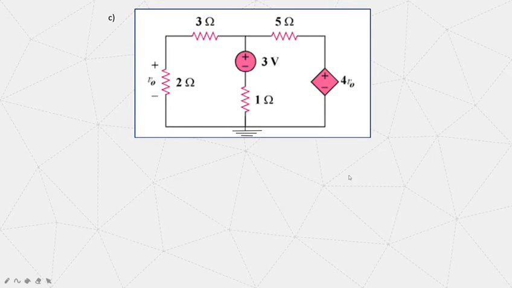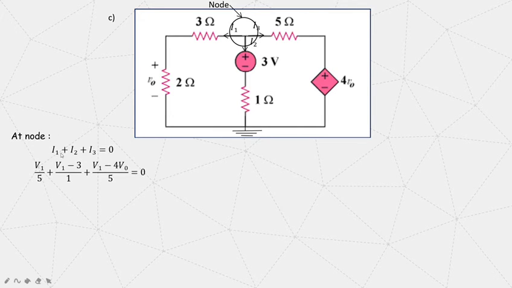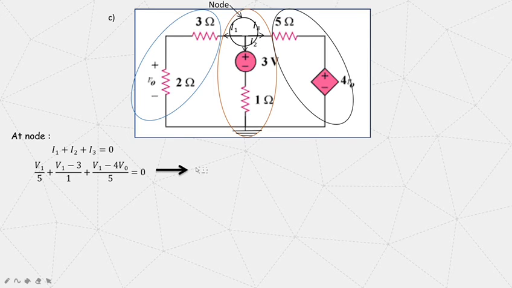For this question, at first we need to label I1, I2, and I3. So here is our node. At the node, we get the equation I1 plus I2 plus I3 equals 0. Here is the reference node. From the formula V equals IR, we get I equals V over R. So for I1, we get V1 over 5 ohm. This 5 ohm is from 2 ohm plus 3 ohm. For I2, we get V1 minus 3 volt over 1 ohm. For I3, we get V1 minus 4 V0 over 5 ohm. So this is our first equation.